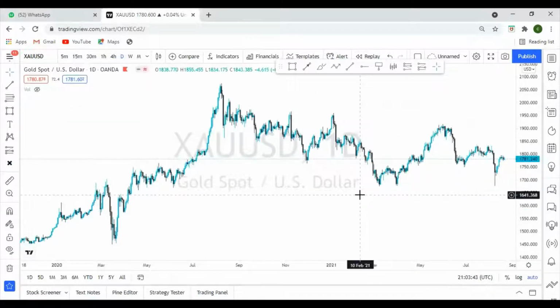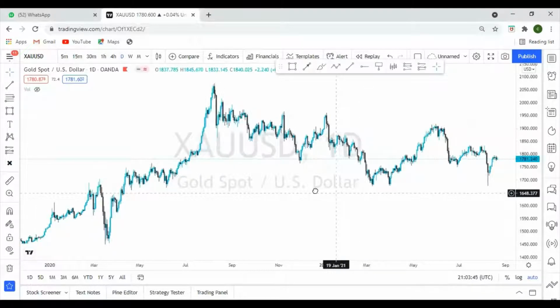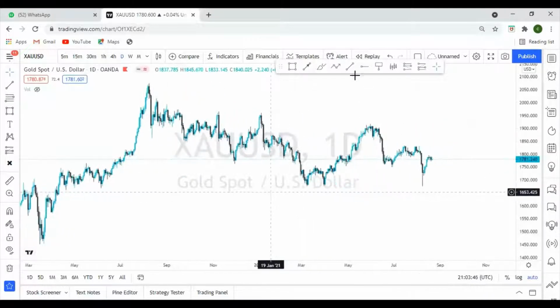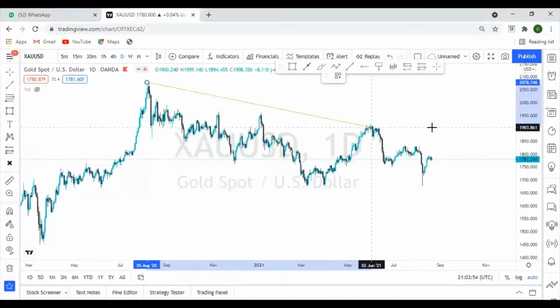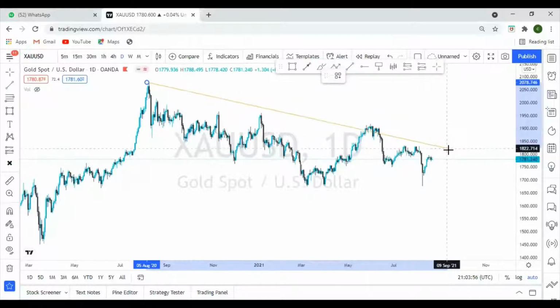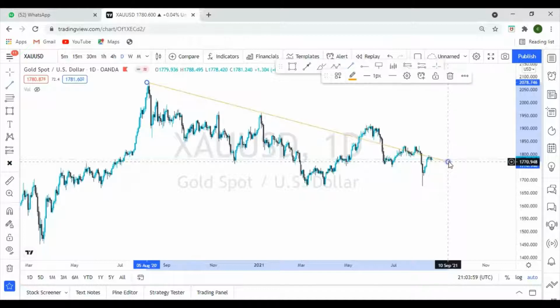As you can see, gold has been bearish for the past few years. So we're gonna take this trend line and then we're gonna start analyzing from a daily time frame. This is what I had previously on my videos. I had something like this.